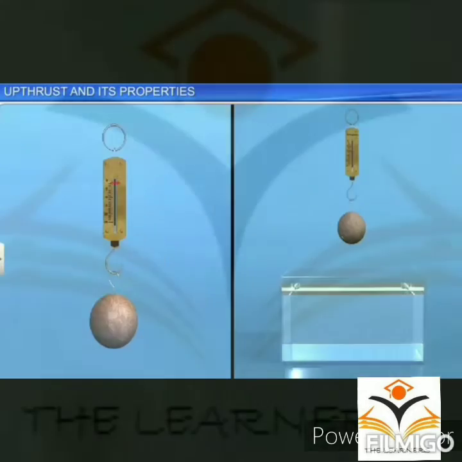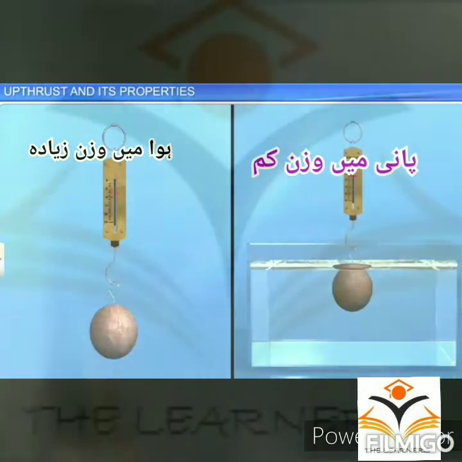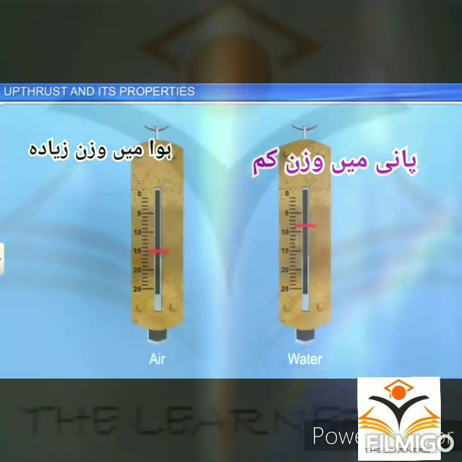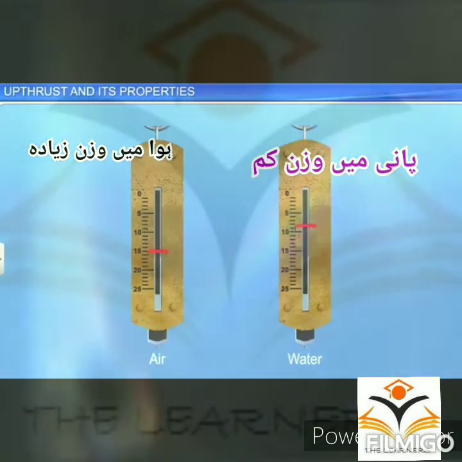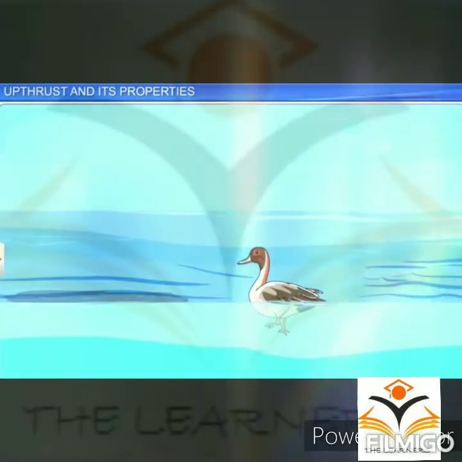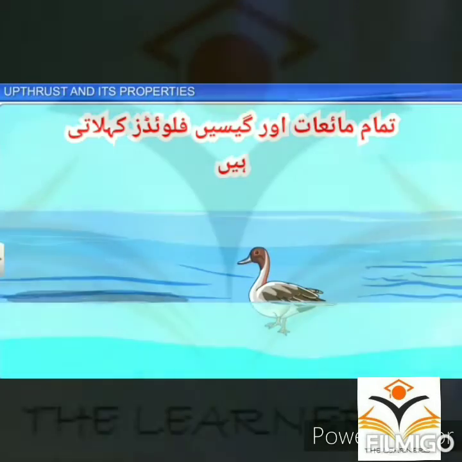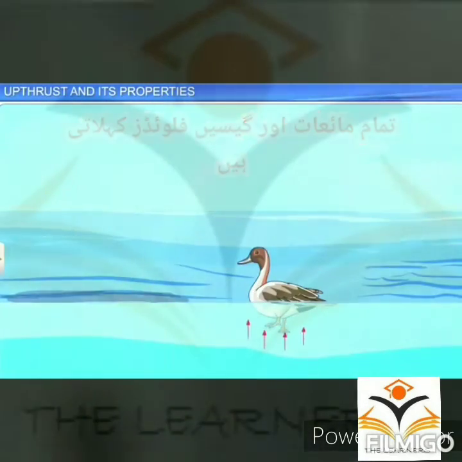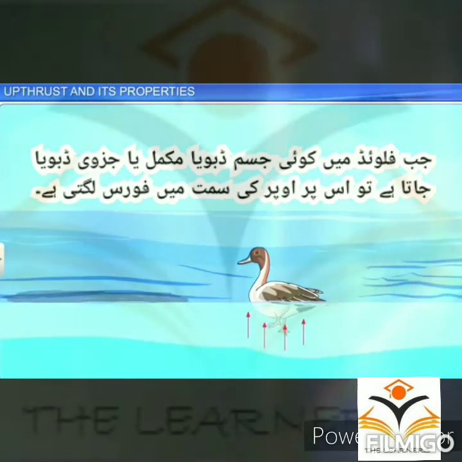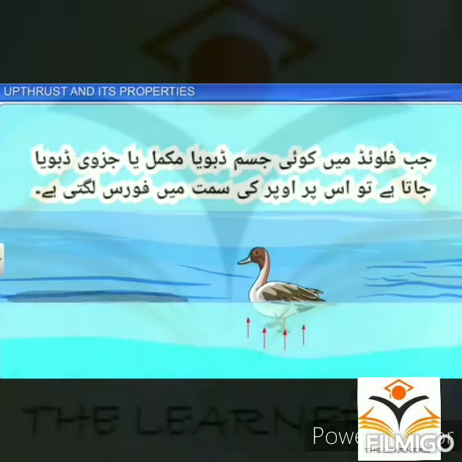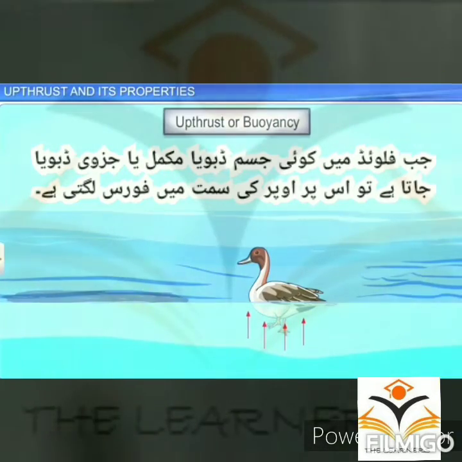When you weigh an object in the air and then in water, the difference between the two readings shows the upthrust, which is often called the loss in weight of the object. All liquids and gases are known as fluids. A fluid exerts an upward force when an object is immersed in it partially or wholly. This property is called upthrust or buoyancy. It is denoted by Fb.